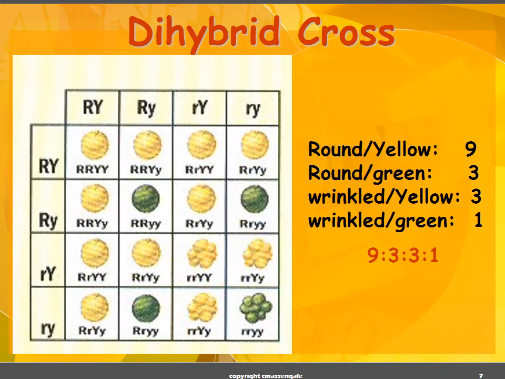Some of them would be wrinkled and yellow, others would be round and yellow, others would be round and green, and only one, remember, because it's the 2 recessives, would be green and wrinkled, okay, giving us that phenotypic ratio that you see on the screen there, 9 to 3 to 3 to 1.